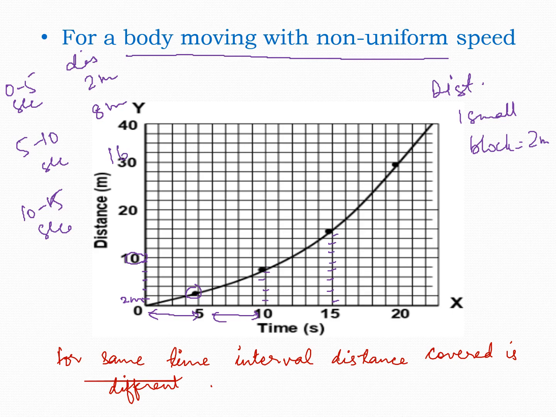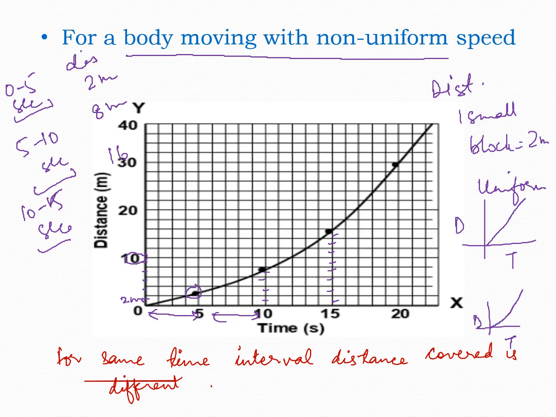Time is the same. Every time it is a 5-second difference only. But the distance covered is not equal in equal time intervals. That's why we see that for a body moving with non-uniform speed, we don't get a straight line. When the body was moving with a uniform speed, that line was straight. And for non-uniform, it won't be a straight line, it will be a curved line. Clear?